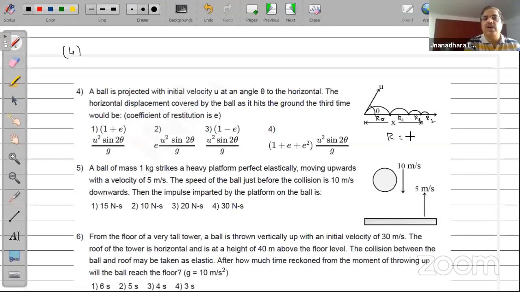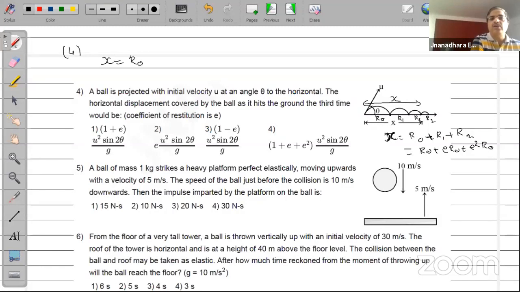So the horizontal range x is equal to R0 plus R1 plus R2. You don't have to take R3 on, because it is as it hits the ground the third time. So I need to find this distance here, x. That will be equal to R0 plus E times R0 plus E squared times R0. And therefore, x will be equal to R0 into 1 plus E plus E squared. Very good. I think many of you are saying that is the fourth one. You're right. It should be equal to u squared sine 2 theta by g into 1 plus E plus E squared. Perfectly all right. So the fourth one is the right answer to this question.